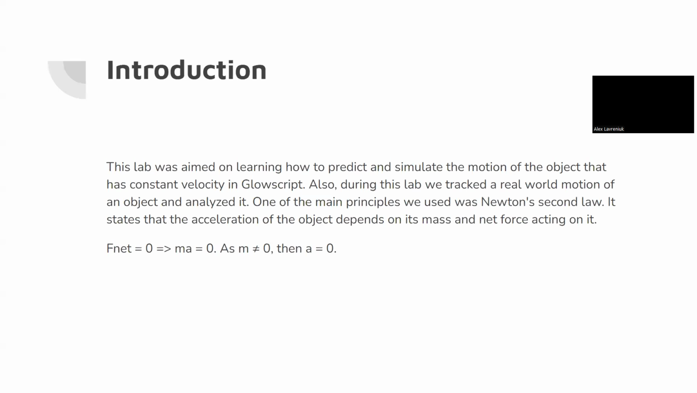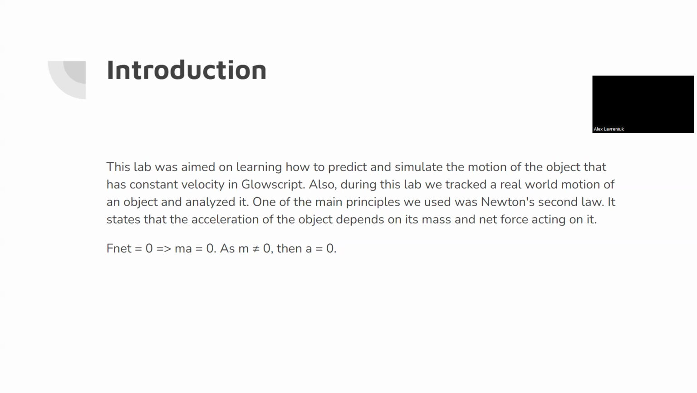This lab was aimed to learn how to predict and simulate the motion of an object that has constant velocity in GlowScript. Also, we tried to recreate that and create a movement which would be nearly at constant velocity in the real world and analyzed whether the constant velocity is actually possible. One of the main principles we used for that was Newton's second law. It states that the acceleration of the object depends on its mass and net force acting on it.